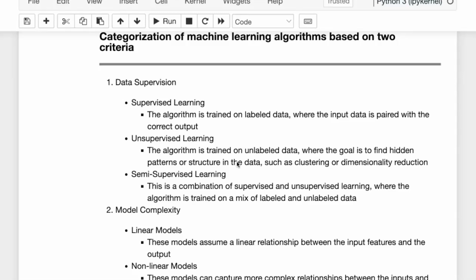And as you imagine, we have a third approach, which is semi-supervised learning, which is a combination of supervised and unsupervised learning, where the algorithm is trained on a mix of labeled and unlabeled data. So some of the data points come with the input-output pairs, and some of them are just inputs with no outputs.